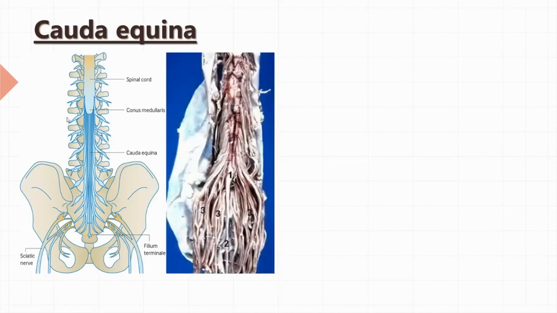And here you can see how it will look like in the dissection room. This is the conus medullaris, and here is the filum terminale, and with number 3 you can see the cauda equina.